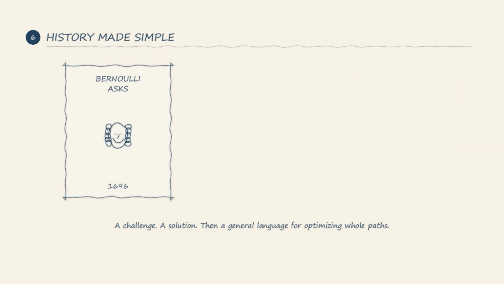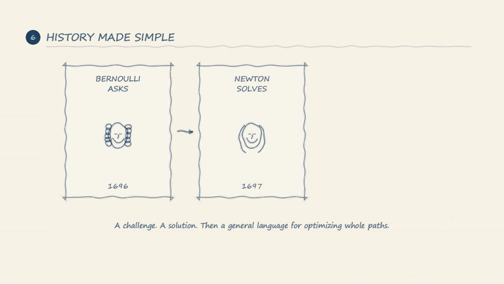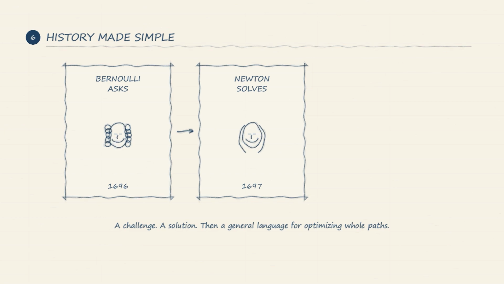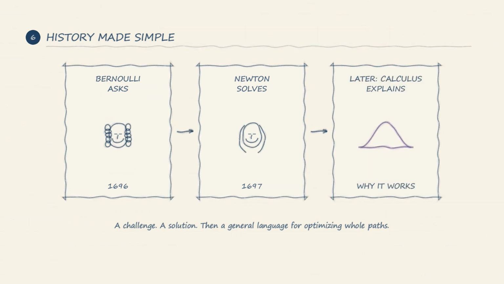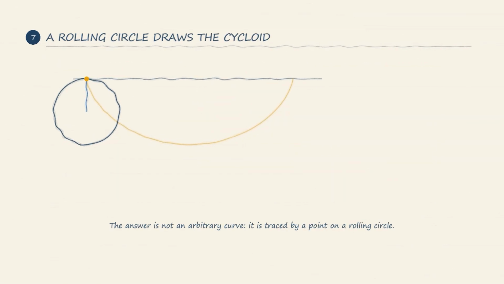Bernoulli posed the challenge in 1696. Newton and other leading mathematicians supplied solutions in 1697. Later calculus of variations explained the general optimization method.